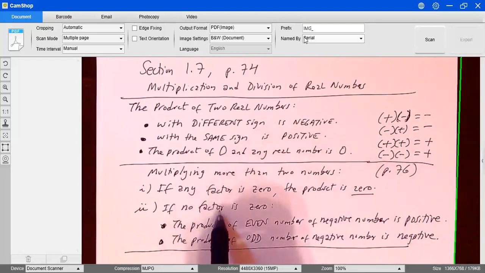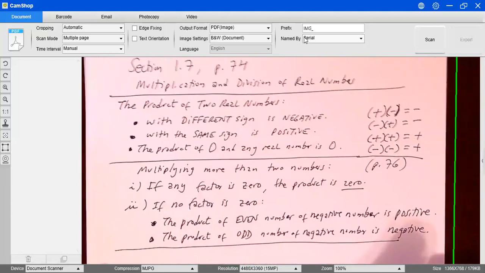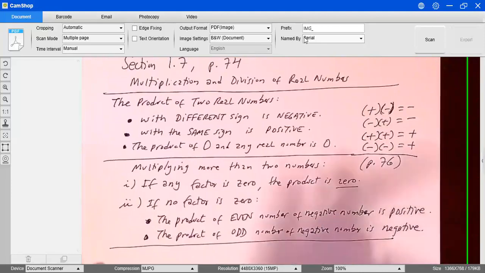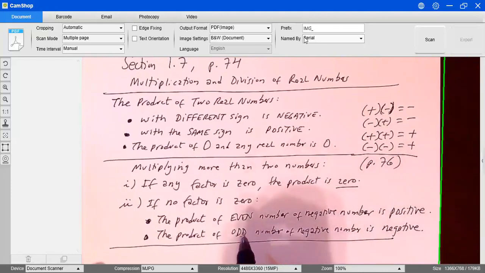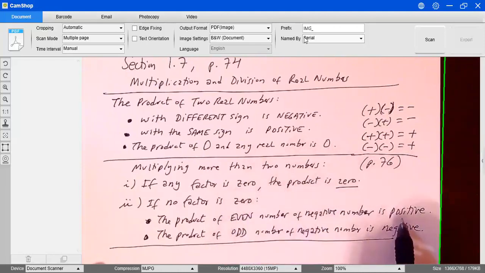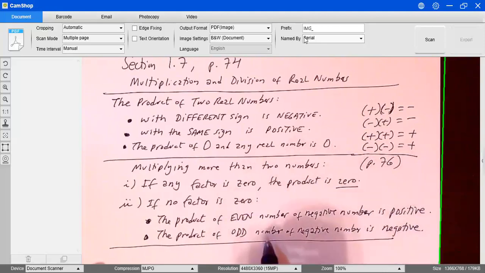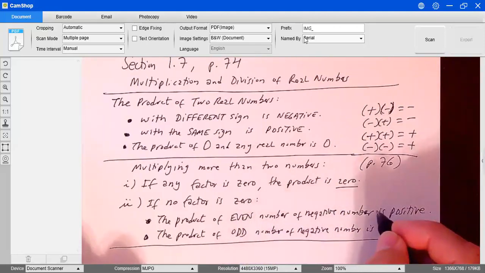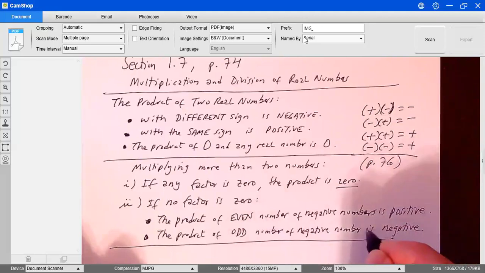When you don't have factors that are 0, then you can also simplify your work if you count the number of negative numbers that you're going to multiply. If the number of negative numbers is even, then you know that the answer is going to be positive. If the number of negative numbers is odd, then the answer is going to be negative. So that's the rule.